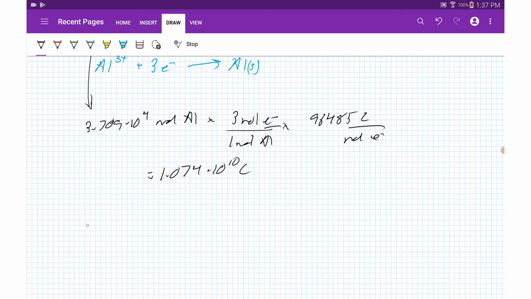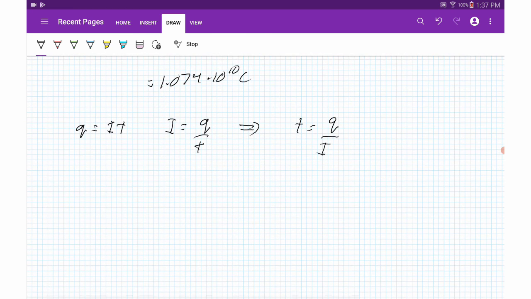In order to get the time, we have the relationship Q is equal to current times time, or the other relationship, current equals charge over time. They're exactly the same, depending on what you learned in physics. I want time, which is charge over current. If we plug the values in, we get 1.074 times 10 to the 10 coulombs over 1.0 times 10 to the 5 amps. And we're calling an amp a coulomb per second.